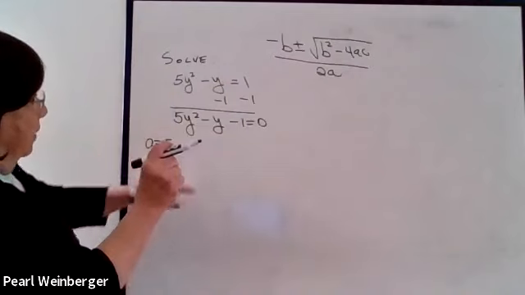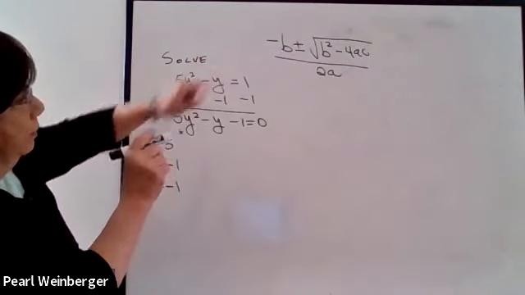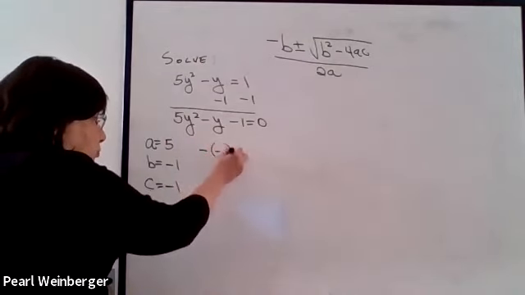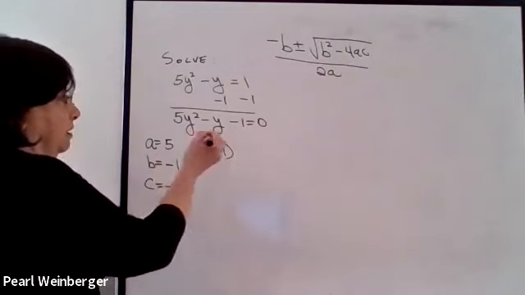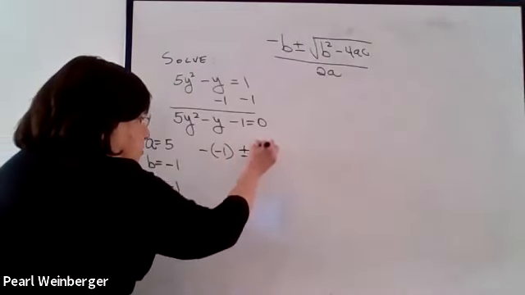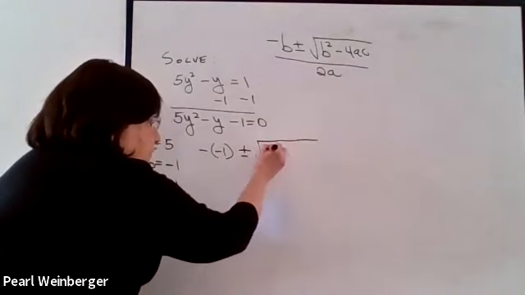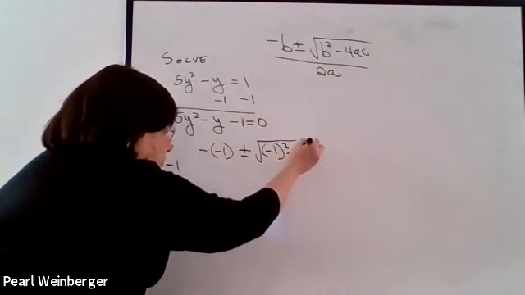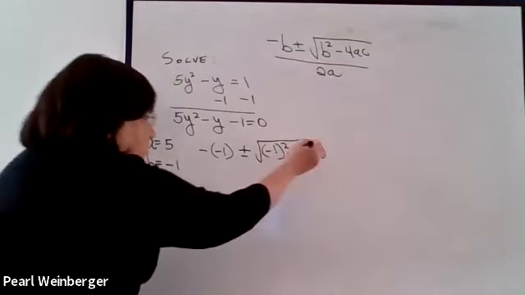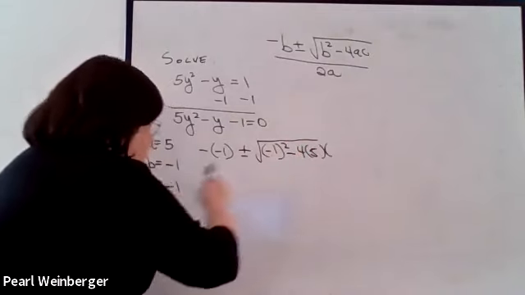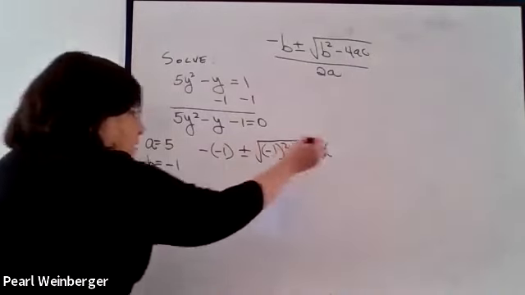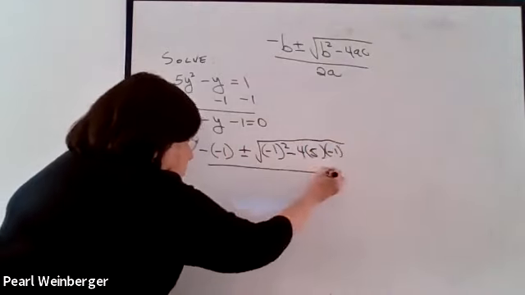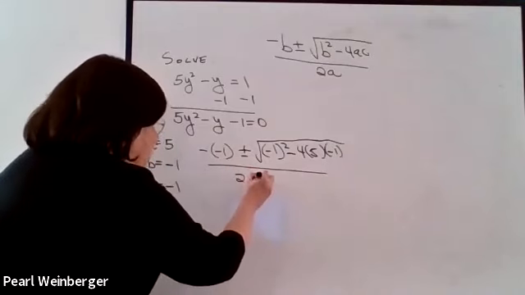Now we're going to take these values and stick them into that equation. So it's going to be negative b, so it's going to be negative, negative 1. There are two negatives here because the b itself is negative, plus or minus the square root of negative 1 squared, that's b squared, minus 4 times a, which is 5, times c, which is negative 1. And this whole thing goes over 2 times 5.